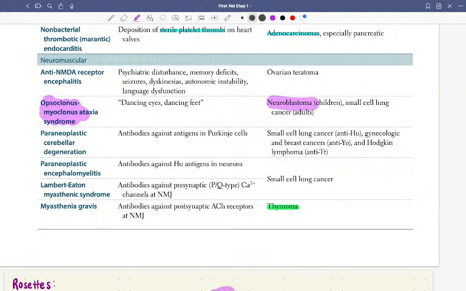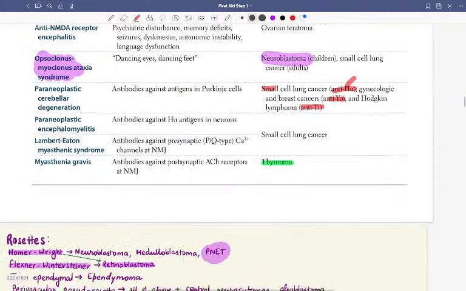Opsoclonus myoclonus syndrome, important. Dancing feet: neuroblastoma, small cell. Opsoclonus myoclonus syndrome is important. Paraneoplastic cerebellar degeneration, Purkinje cells. The antibody name is important. Anti-Hu is seen in small cell. Gynecologic is anti-Yo, and Hodgkin's is anti-Tr. Anti-Hu is there, ma'am has mentioned it. Cerebellar degeneration: gynecologic is anti-Yo, Hodgkin's is anti-Tr.